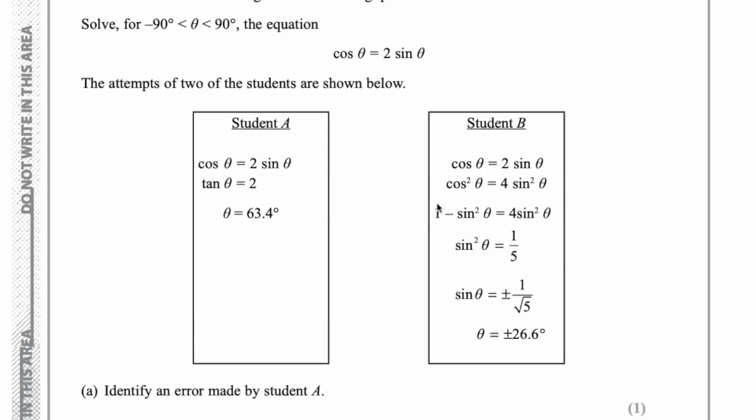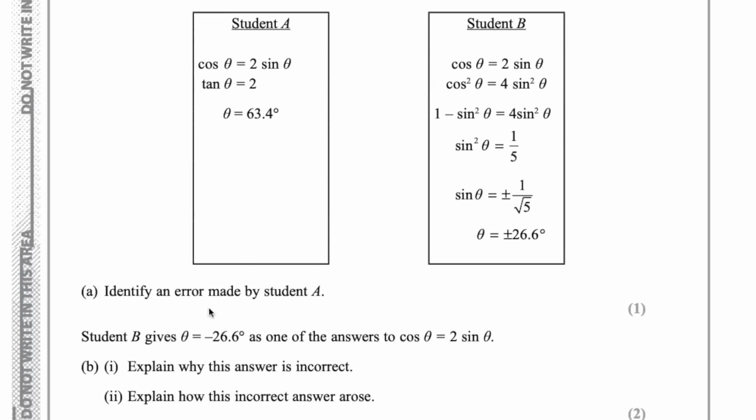Cosine squared they've turned into 1 minus sine squared equals 4 sine theta. Then they've done some rearranging to get sine theta equal to plus or minus 1 over square root 5, and then they've got two solutions for theta. And part A says identify an error made by student A.